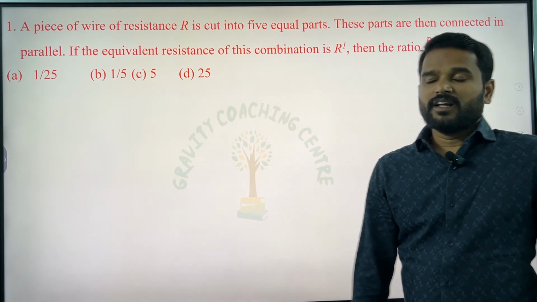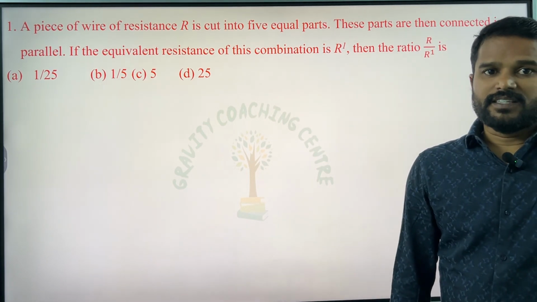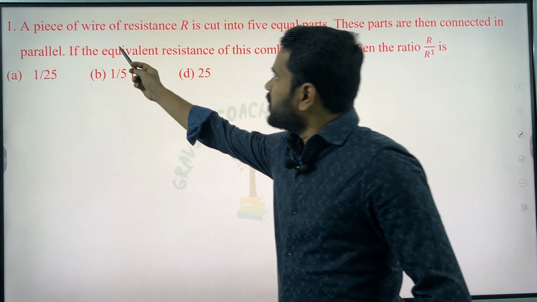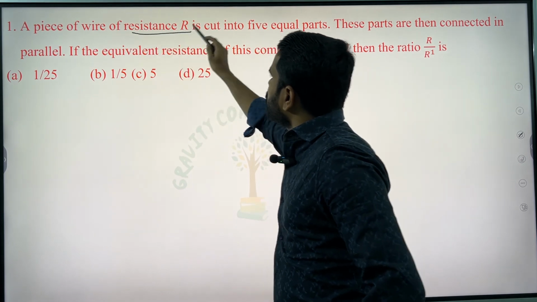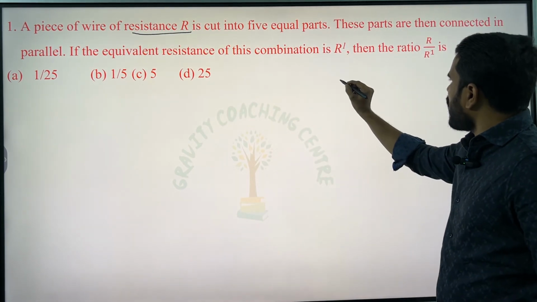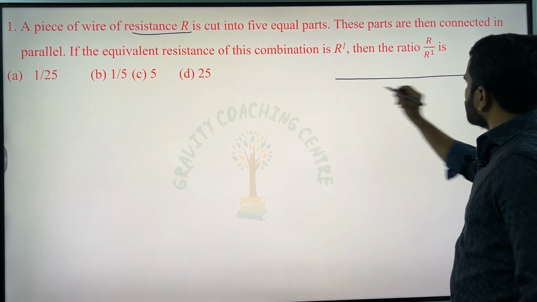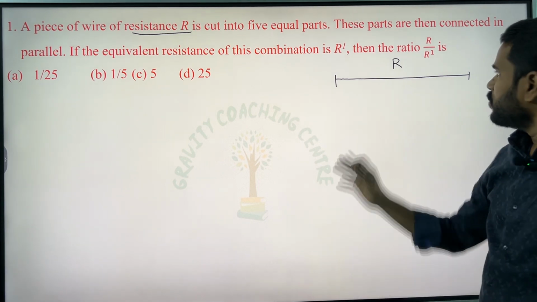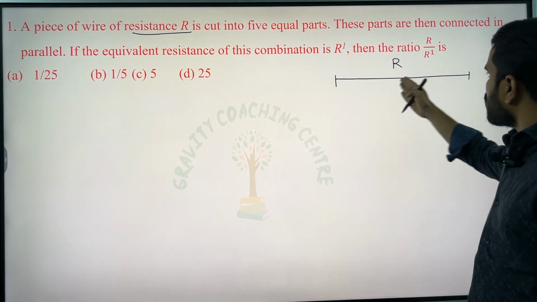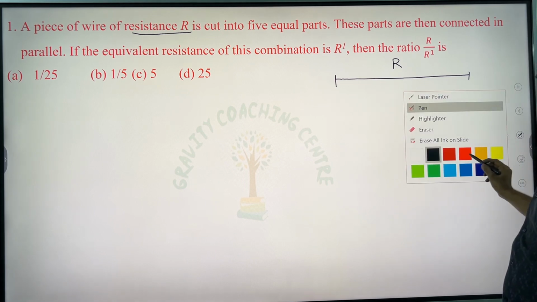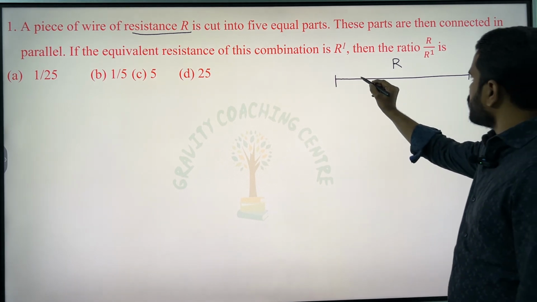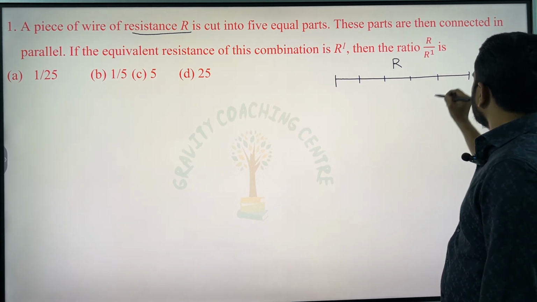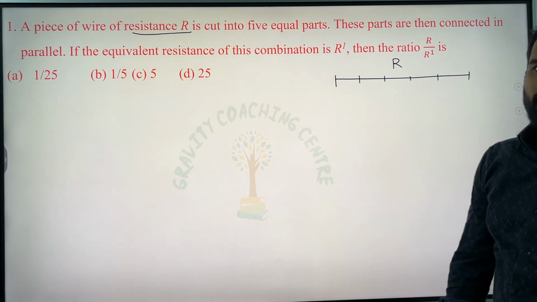Today we will discuss current electricity of class 10 NCERT exercise questions. In that, number 1, a piece of wire of resistance R. Means we have a wire whose resistance is R, and this piece of wire is cut into equal parts. Suppose how many equal parts? 5 equal parts. 1, 2, 3, 4, 5 equal parts. We have cut it into 5 equal parts.